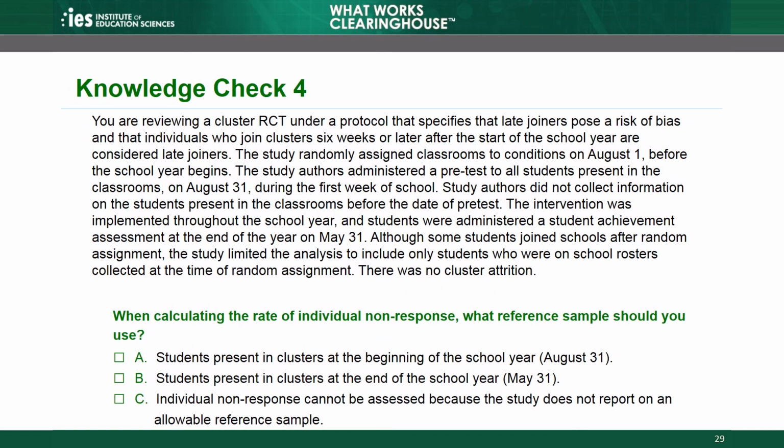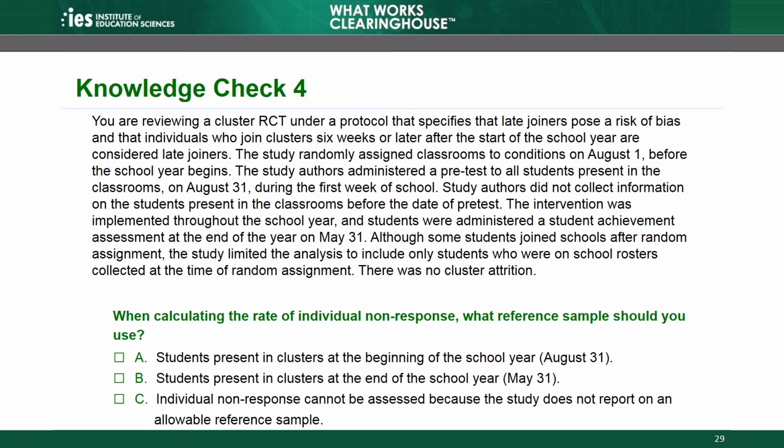Knowledge Check 4. You are reviewing a cluster RCT under a protocol that specifies that late joiners pose a risk of bias, and the individuals who join clusters 6 weeks or later after the start of the school year are considered late joiners. The study randomly assigned classrooms to conditions on August 1, before the school year begins.